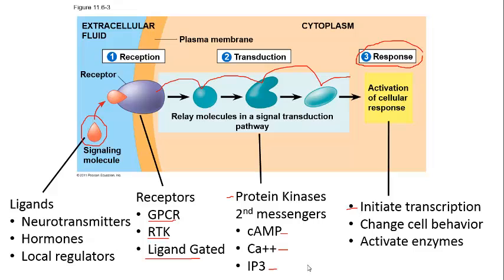Another response is to change cell behavior. We'll look at that in a second, but you tell the cell to do something. For instance, you might tell a muscle cell to contract, or you might tell a yeast to generate a shmoo, which we'll be talking about in a minute. Another common response is to activate or inhibit enzymes within the cell. Enzymes speed up all the chemical reactions that take place within the cell. So by activating or inhibiting enzymes, you control what chemical reactions that cell is able to perform.